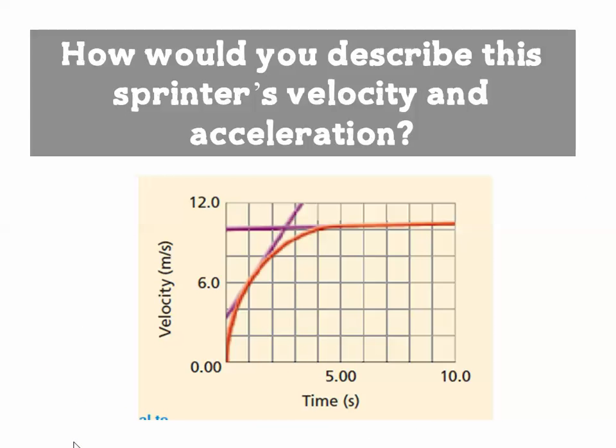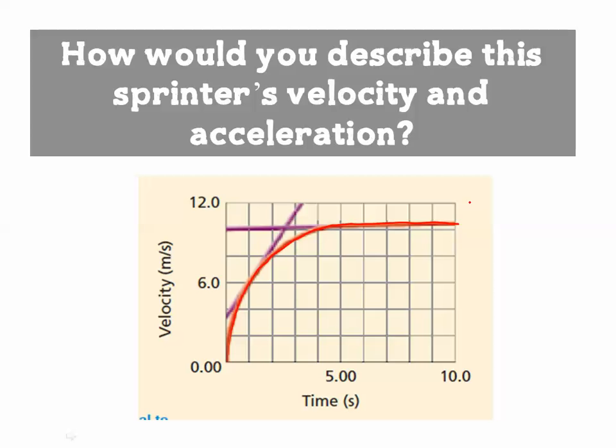Now let's look at this example. How would you describe the sprinter's velocity and acceleration? Well, we can see that the velocity is not constant because it's increasing, it's increasing, it's increasing, and it starts to stay constant, almost.